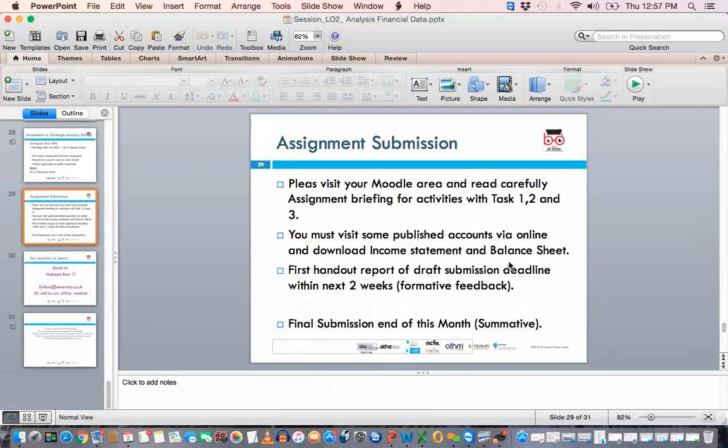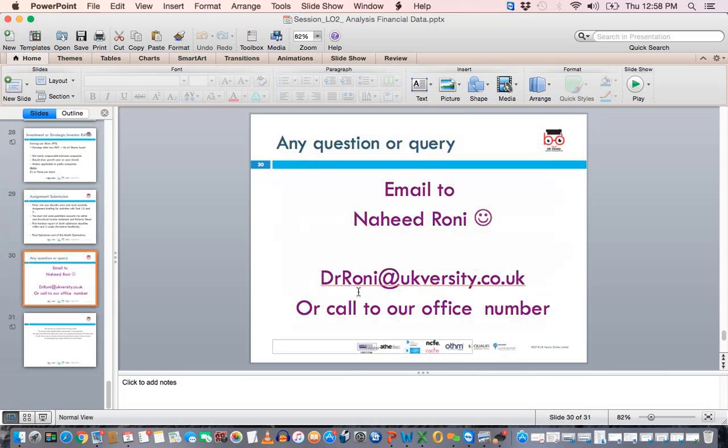So these are about the assignment. You need to visit your Moodle area and read carefully tasks 1, 2, and 4, because you have to submit nearly 4 tasks. If you do task 2, because these lectures are based on task 2 and learning outcome 2, you need to email me. This is my email address, drronnie@ukversity.co.uk, and you can call our office number.